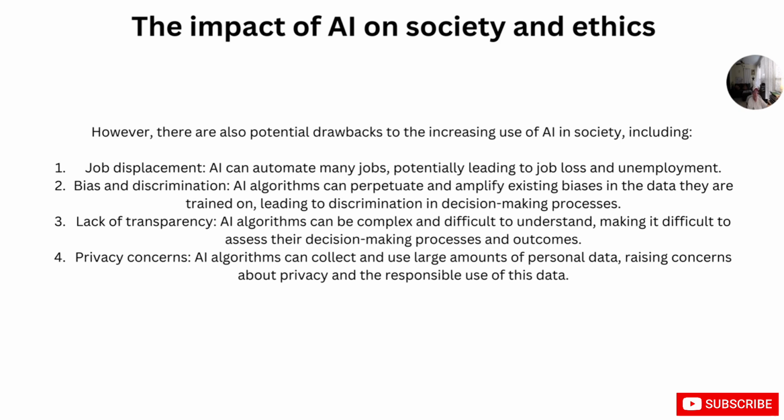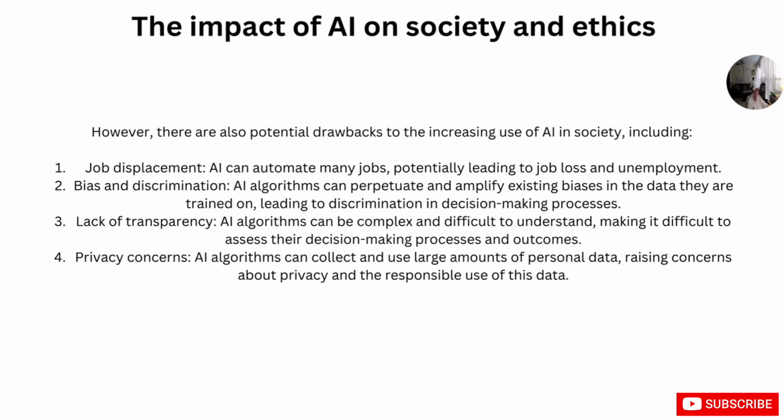Number two, bias and discrimination. AI algorithms can perpetuate and amplify existing biases in the data they are trained on, leading to discrimination in decision making processes. Number three, lack of transparency. AI algorithms can be complex and difficult to understand, making it difficult to assess their decision making processes and outcomes.